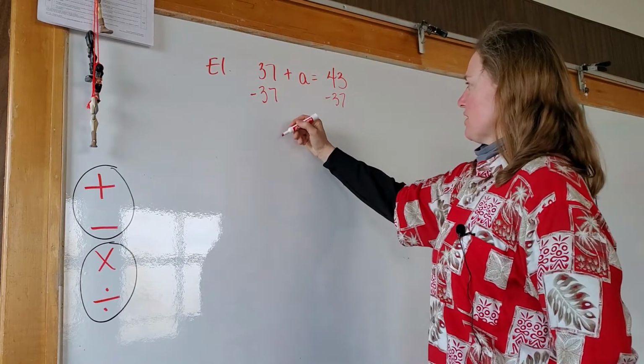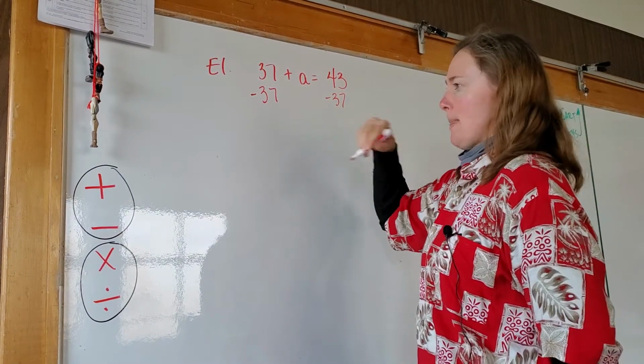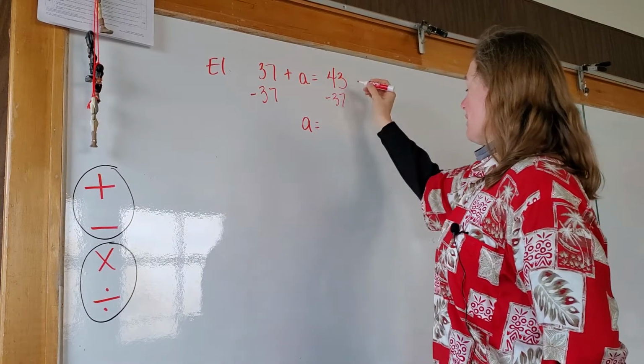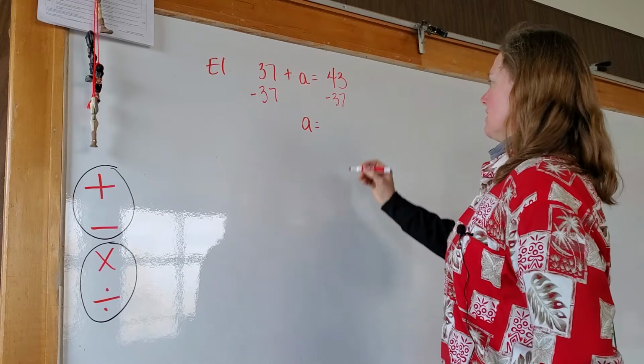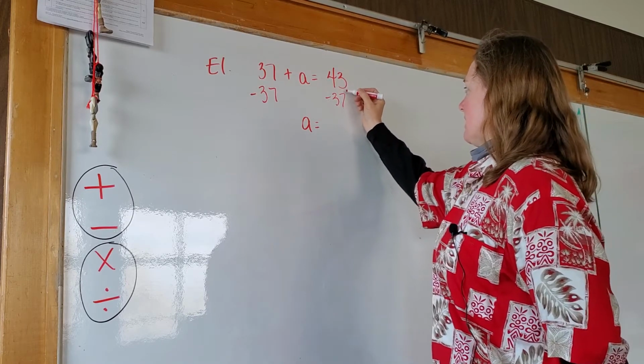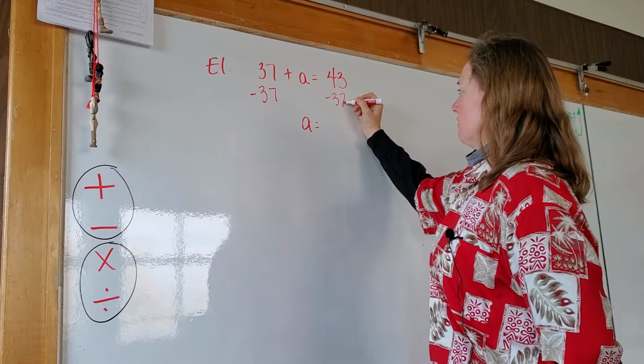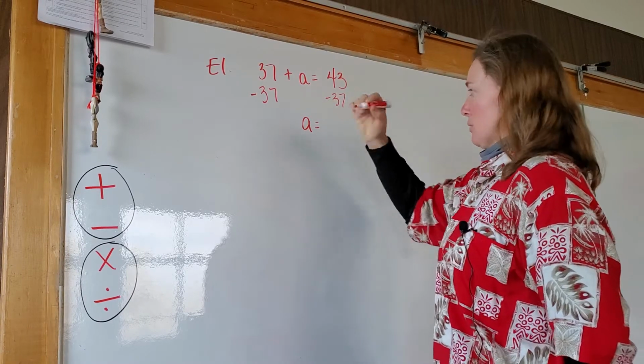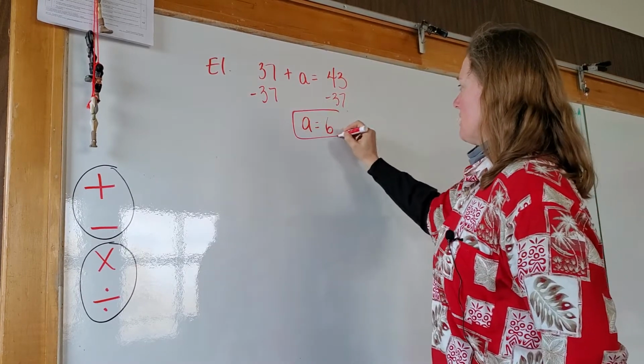All right, so subtract from both sides the 37. So we're going to do the inverse operation. 37 minus 37, 0, and 0 plus a is a. 43 minus 37, oh, that's a little tougher. Let's see. Well, from 37 to 40 is 3, and from 40 to 43 is another 3. 3 plus 3 is 6. So I'm going to say it's worth 6.